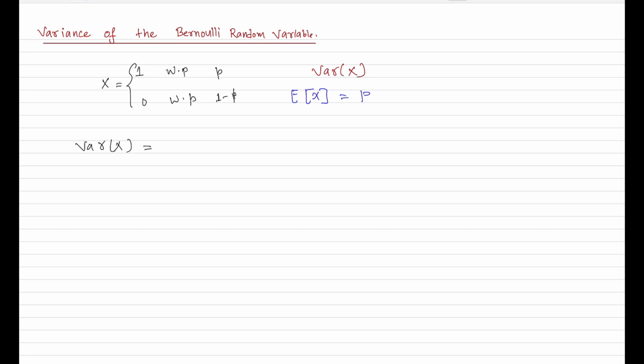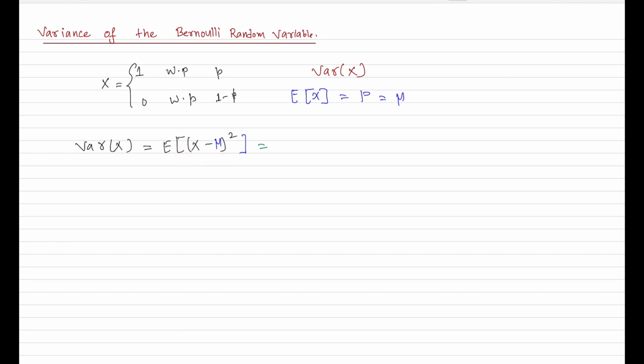How can we find the variance of this random variable x, that is the Bernoulli random variable? So we can make use of the definition of the variance. It is nothing but the expected value of the square distance from the mean. So let's suppose the mean here is mu. So we are just finding the variance of this random variable x, that is nothing but the expected value of a square distance from the mean.